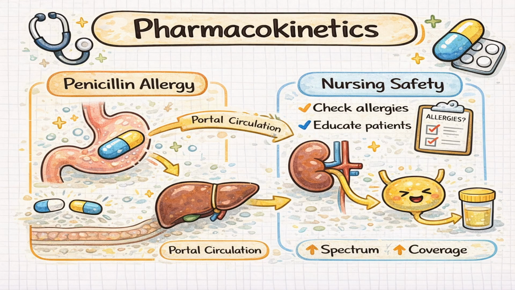Penicillins may be administered orally, intramuscularly, or intravenously. They distribute well into most tissues and body fluids, and penetration into the cerebrospinal fluid improves when the meninges are inflamed. Penicillins are primarily eliminated by the kidneys, making dosage adjustment critical in patients with renal impairment.